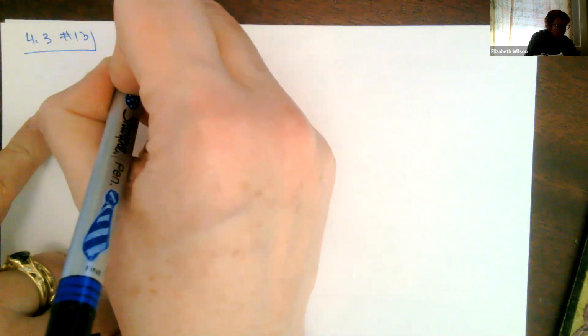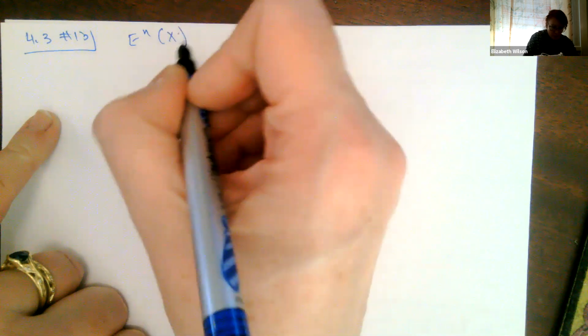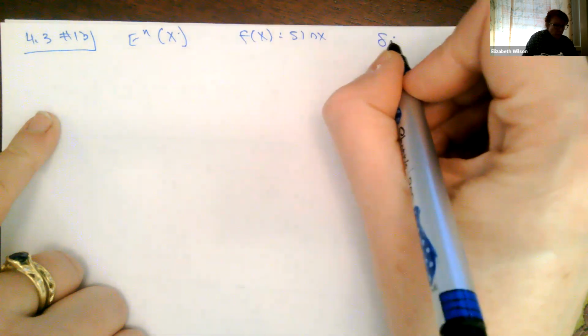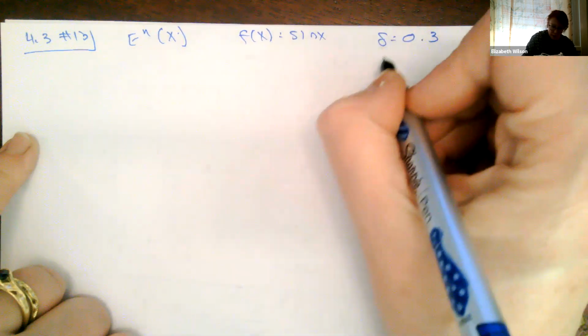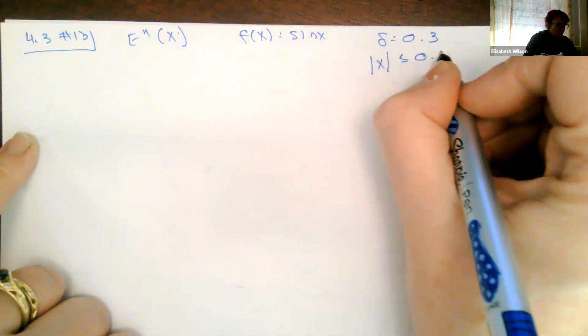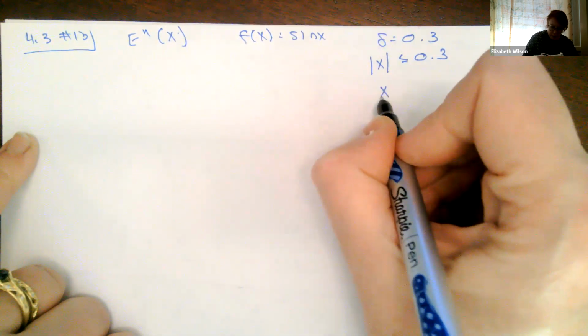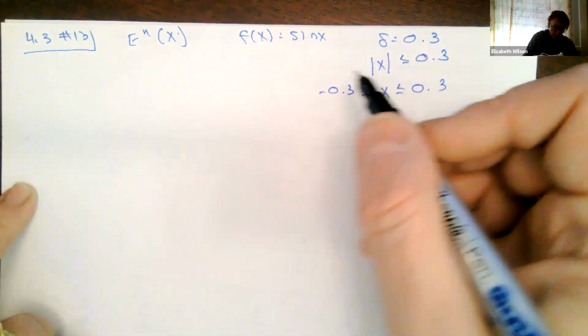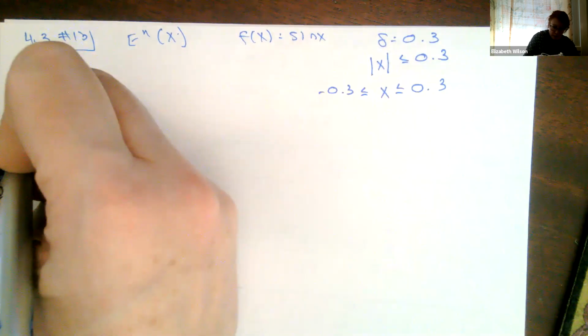Okay, so this is 4.3 number 13. We're looking for En of x, and this is Maclaurin. So our function equals sine of x, and our delta equals 0.3. Basically what this means is the absolute value of x is less than or equal to 0.3. So I would say x is between 0.3 and minus 0.3.